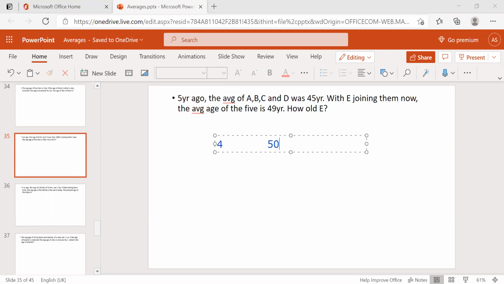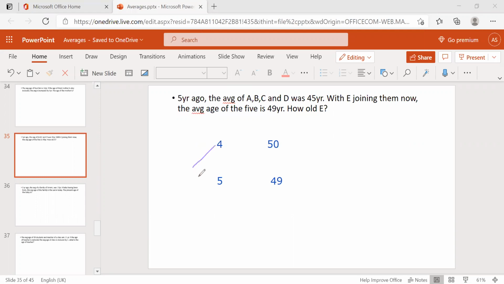Now it is 50. And E joined. E means one person joined. And what is the year? It is 49. Okay, now what's the age here? What's the age? Yeah, right answer. I think so.